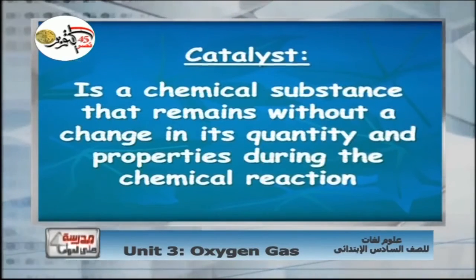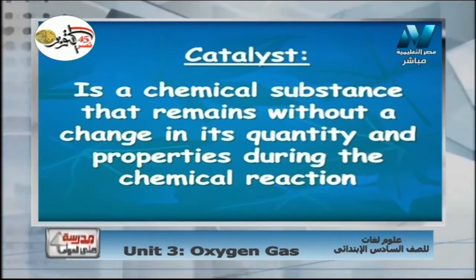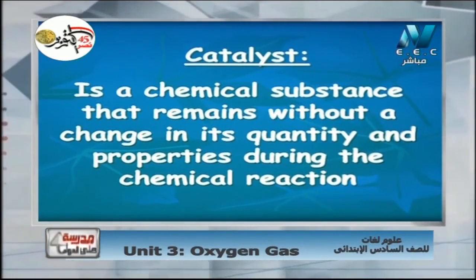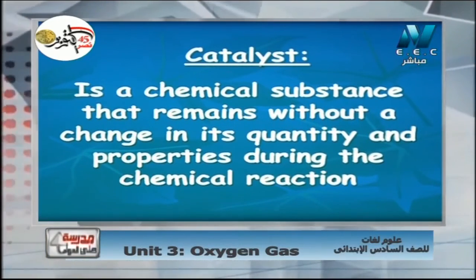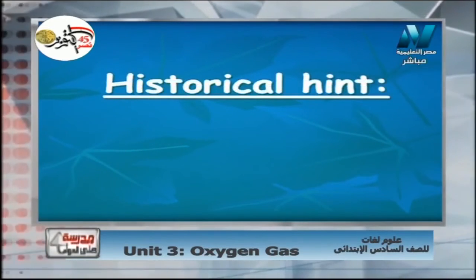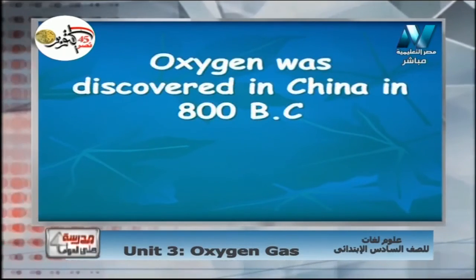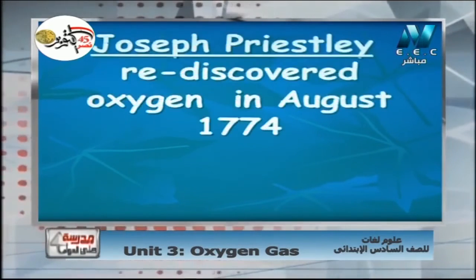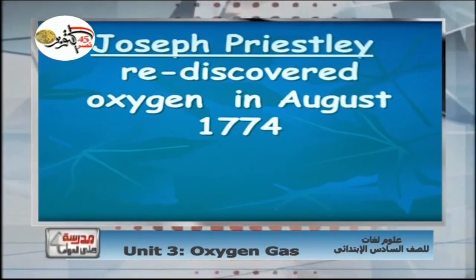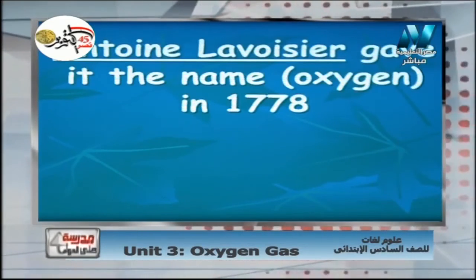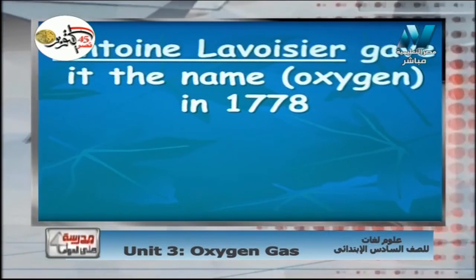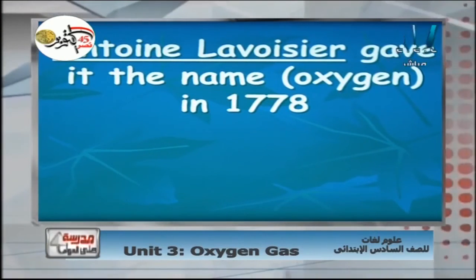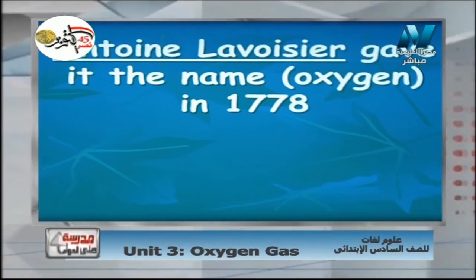So now catalyst definition مهم جدا للكاتاليست. It's a chemical substance that remains without a change. بيبقى بلا تغيير، ما بيتغيرش خالص in its quantity and the properties during the chemical reaction. Historical hint لمحة تاريخية كده، مين هو أول واحد اكتشف الأكسجين؟ هم التشاينيز in 800 before Christ. بعد كده استعاد اكتشافه تاني مرة جوزيف بريستلي سنة 1774. بعد كده اللي سماه أكسجين جاز هو أنطوان لافوازيير، وهو فرنش ساينتست أو فرنسي. أنطوان لافوازيير gave its name oxygen gas in 1772.